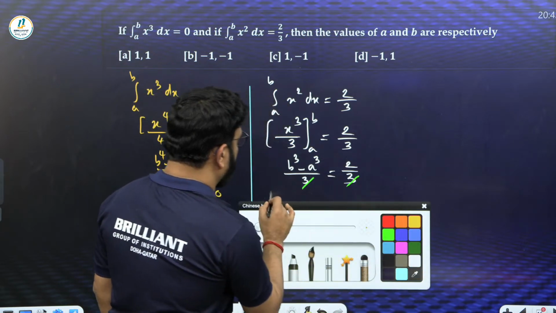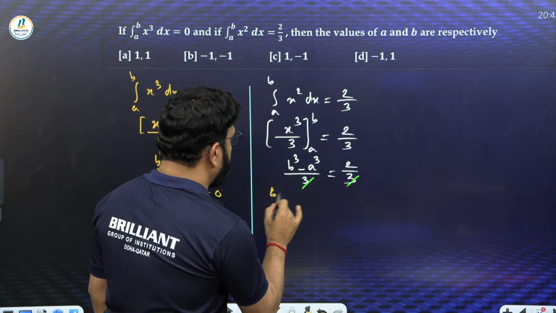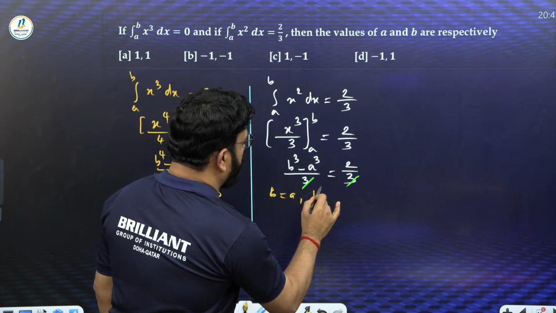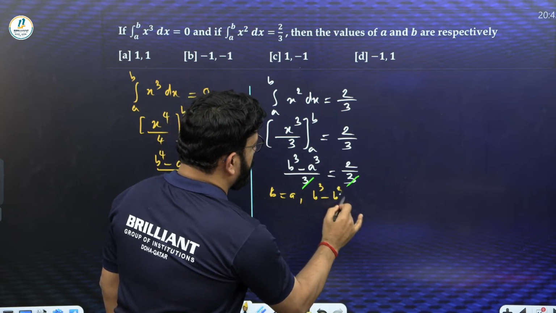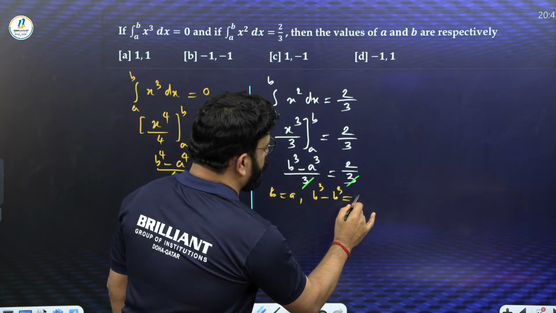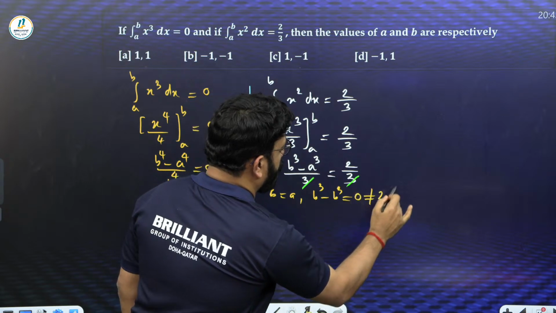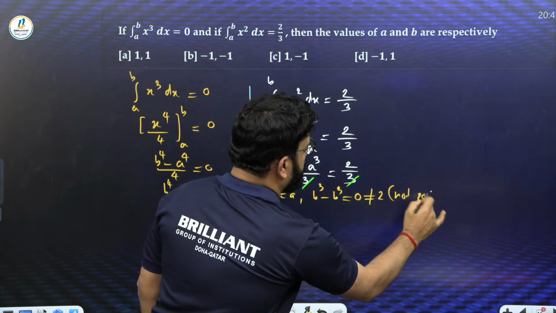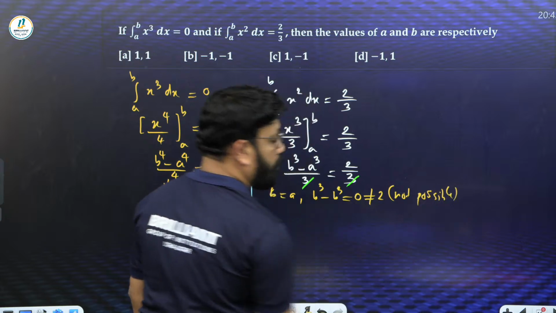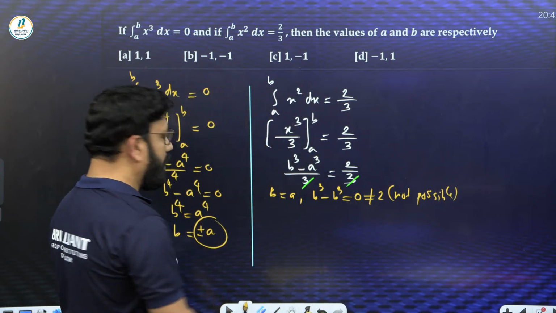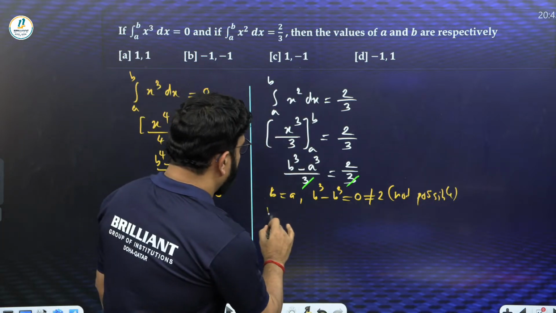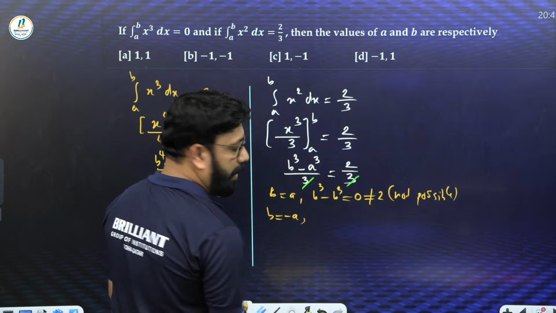If b equal to a, what will happen? If a equal to b or b equal to a, b cube minus b cube equal to 0 only will come, but not equal to 2. Not possible. That condition is not possible. Then which condition is possible? The second condition here, b equal to minus a.